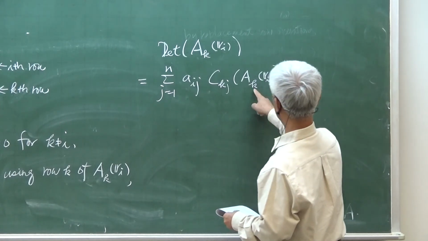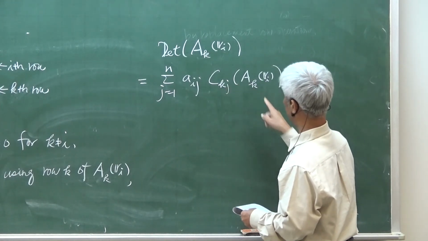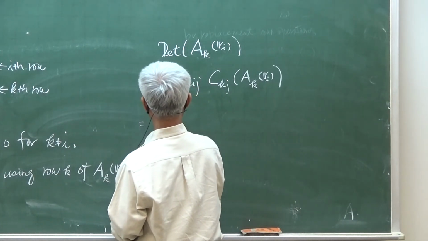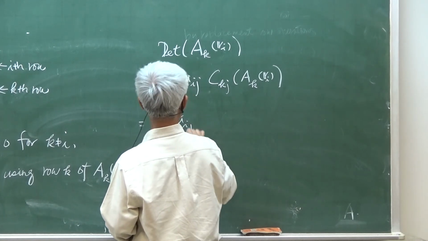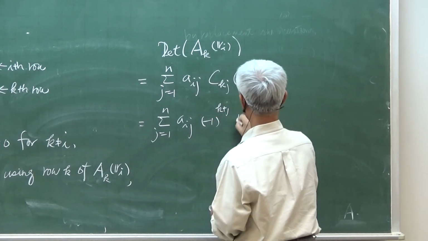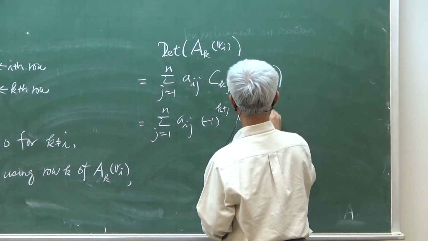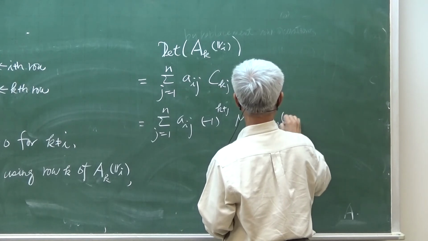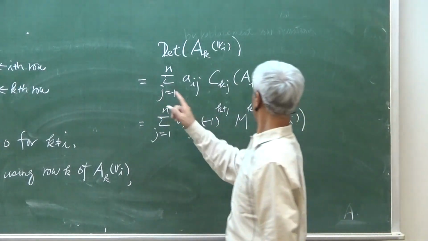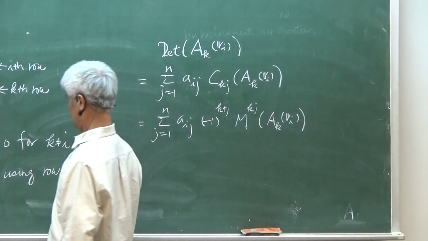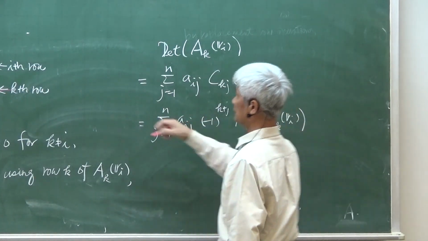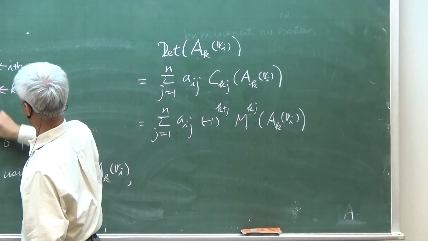But remember, when we do the cofactors, we have to compute the minor. So this is the summation of a_ij times (-1)^(K+J) times the minor M_kj of A_K,i. Now, this minor is what? It eliminates the Kth row and the jth column.